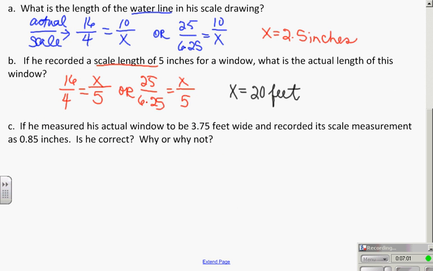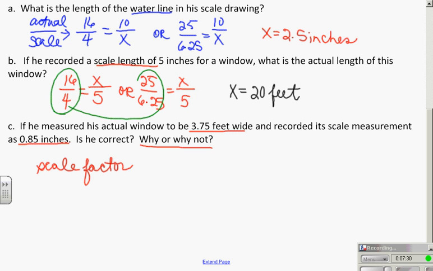Now, what we have going on for C, if he measured his actual window to be 3.75 feet wide and recorded its scale measurement as 0.85 inches, is he correct? Why or why not? Well, what we have going on is a term we're going to talk more about next lesson, which is scale factor. How much I'm shrinking or blowing up my figure. And if you looked, my scale factor is either 4 over 1 or 1/4.